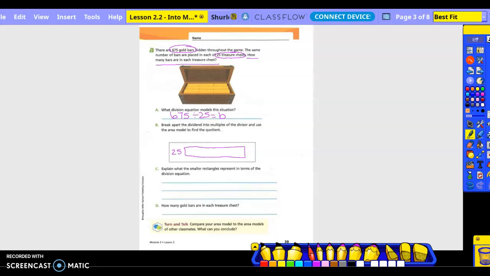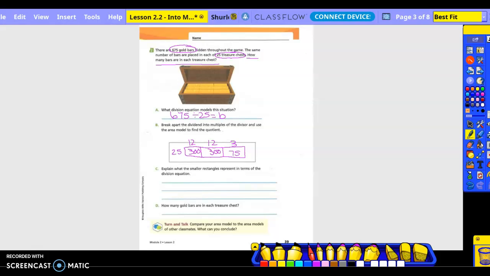How many quarters would be in $3? There's 4 quarters in $1, so 4 times 3 is 12. So we can put 12 here. So I have 300 here. Do I need another 300? And then what would I have left? 75. So how many quarters would be in the other 300? 12, right? And then how many quarters would it take to have 75 cents?